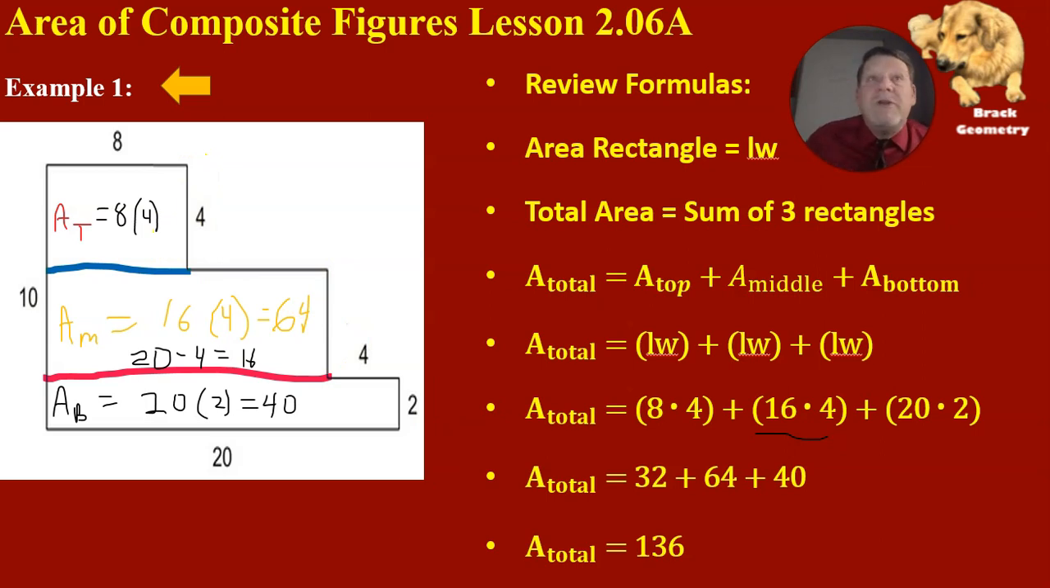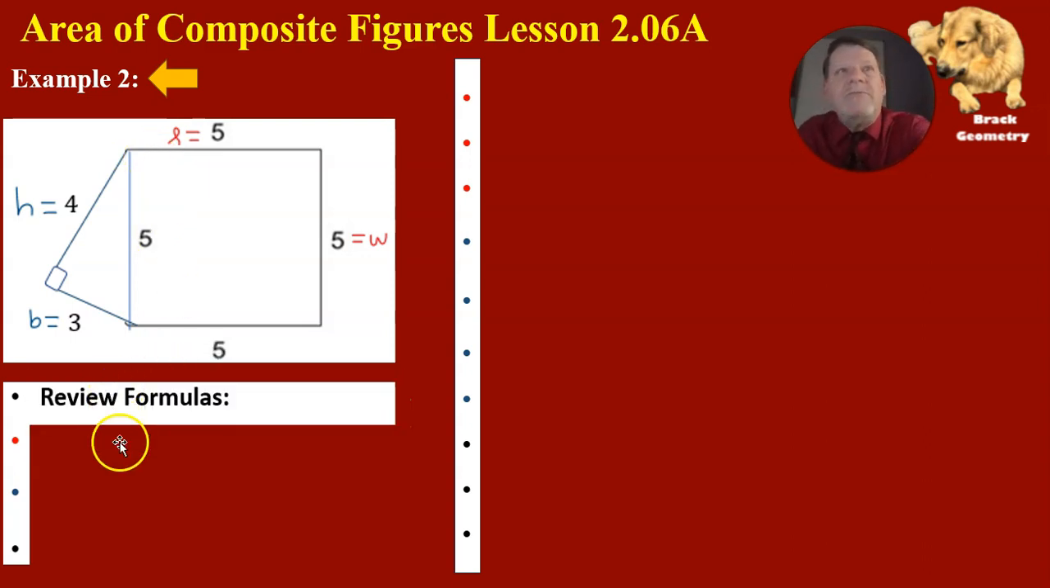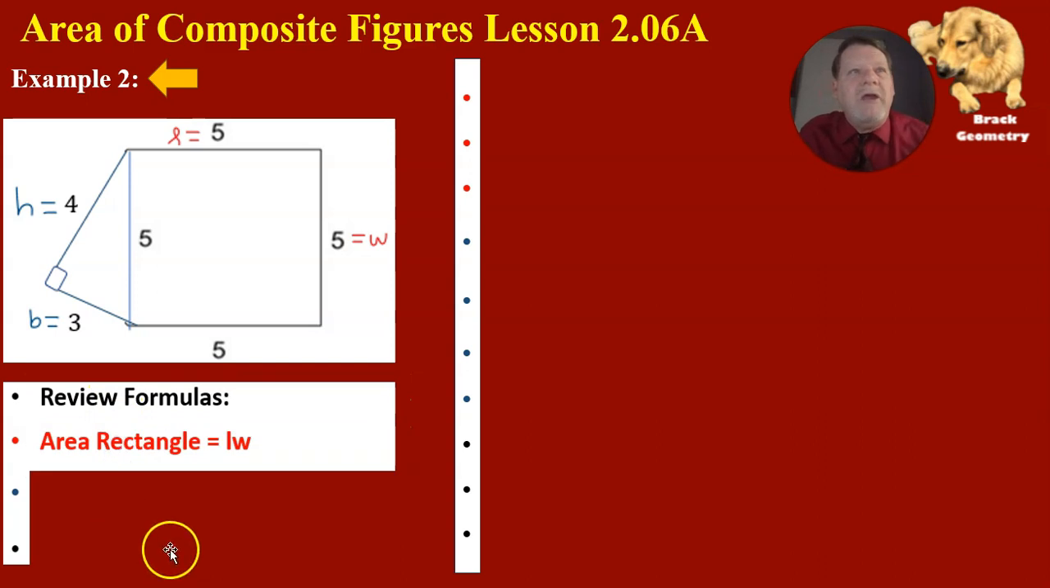All right, so now let's go on to example 2. In example 2, we have a triangle and a square that combine to make this figure here. So we're going to have two different areas. We have the area of the triangle and the area of the square.